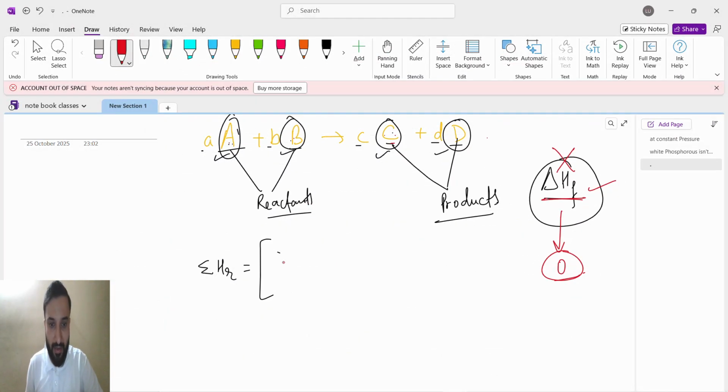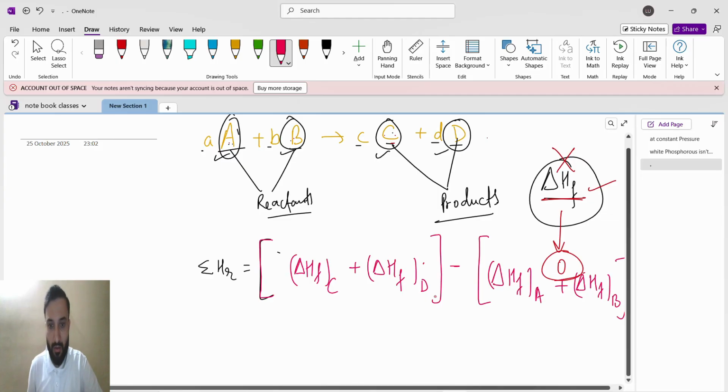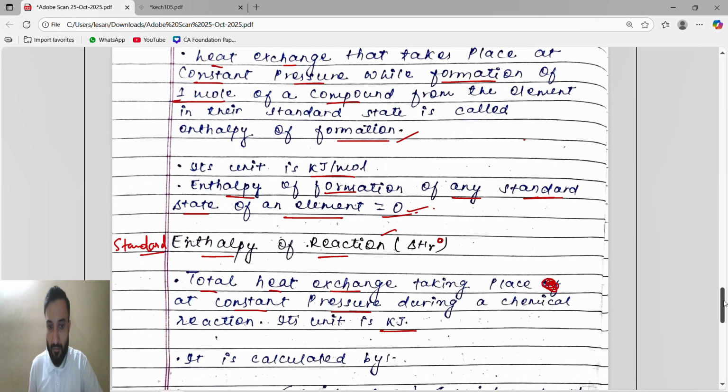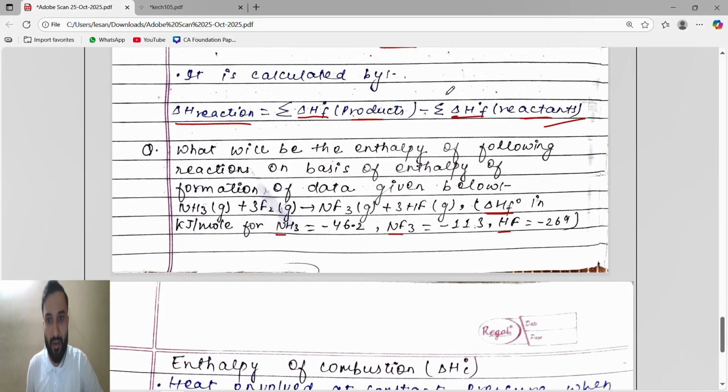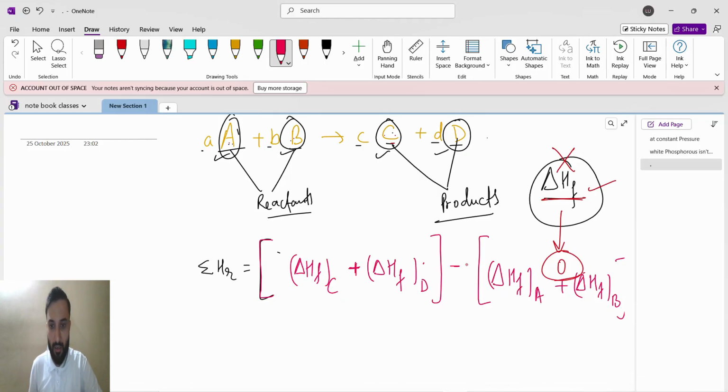Okay, so how will we write it? We will write the enthalpy of formation of C plus the enthalpy of formation of D for the products, minus, for the reactants, the enthalpy of formation of A plus the enthalpy of formation of B. They said the same thing: the summation of enthalpy of formation of products minus the summation of enthalpy of formation of reactants.